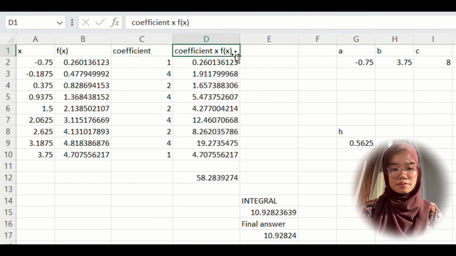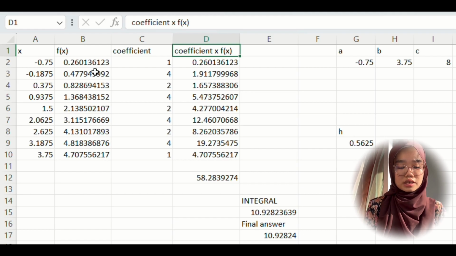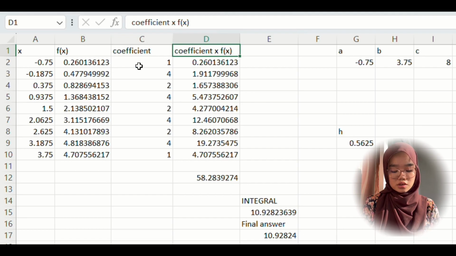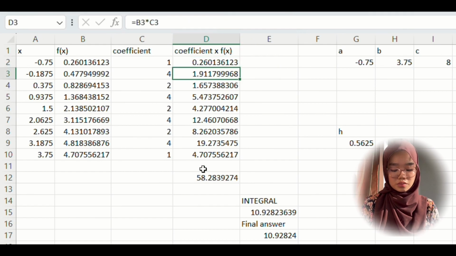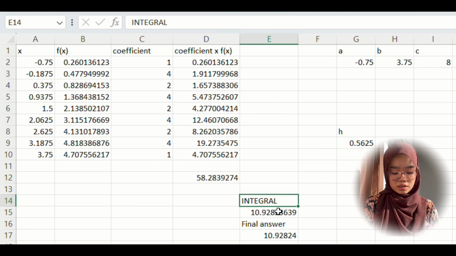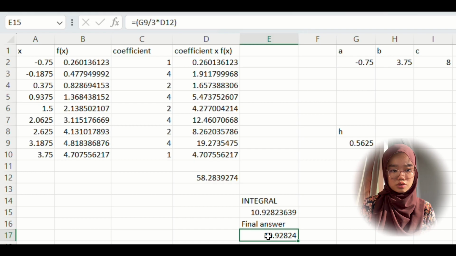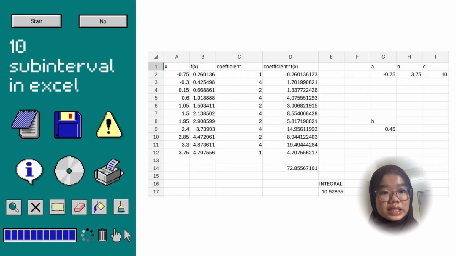For the coefficient multiplied fx, we just multiply both the fx and the coefficient column. We obtain the final sum is 58.2839274. For the integral, we use the equation on the top and obtain the final answer 10.92824. We use the same method for the 10 subintervals.